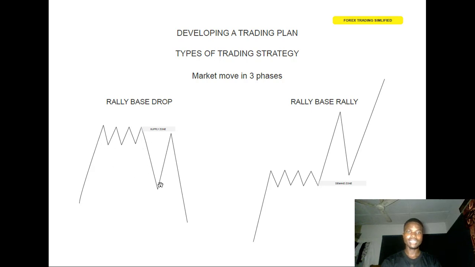Now you can see that the sellers got here and they retraced a little bit, respecting this supply zone, and pushed the price down lower. Now I believe you understand that.